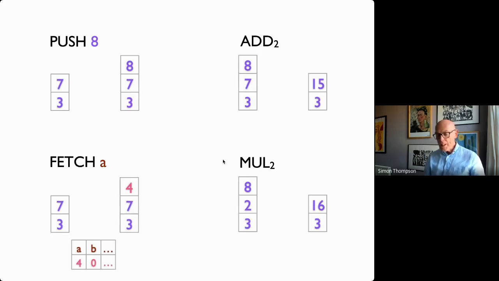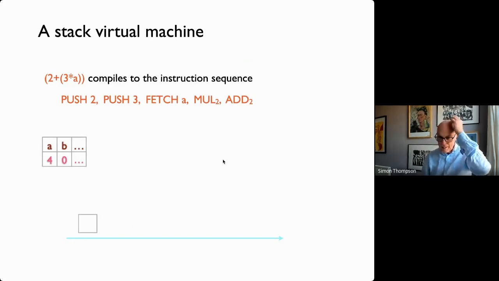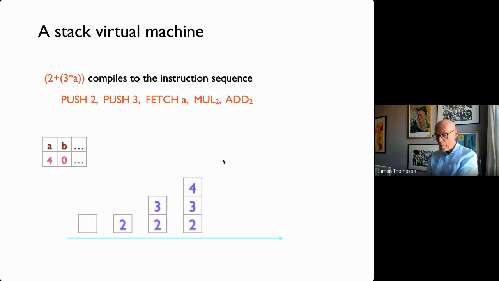Let me just show you an example. We start off with an empty stack. First we push the number 2. We push the number 3. We fetch A, which happens to be 4. We perform a multiplication instruction, which replaces the top two elements by their product, which gives us 12. Then we perform an add, which replaces the top two elements by their sum, which is 14. So you can see the stack grows as we push and fetch, and then reduces as we perform instructions on it. Now, this is a very simple machine. But the point is not so much that the machine is interesting, but the programs that we write to implement the compiling and the execution are themselves perhaps a bit more interesting.